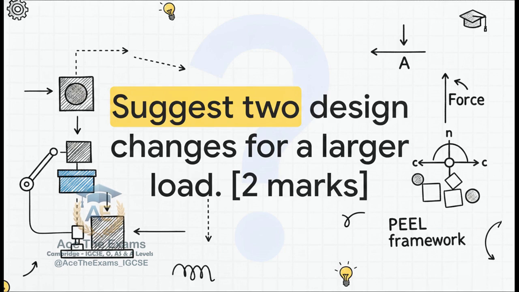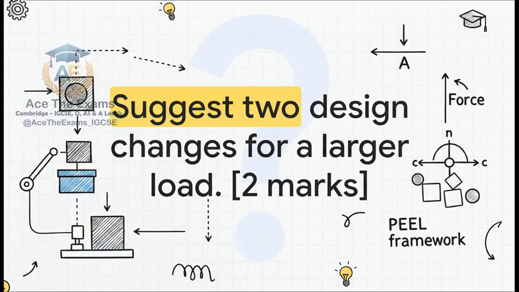Change 1. Increase the distance from the pivot A to where the 50 Newton force is applied, which directly increases the input moment. Change 2. Increase the cross-sectional area of the slave cylinder, which increases the output force for that exact same fluid pressure. 2 clear, distinct points. 2 marks secured.